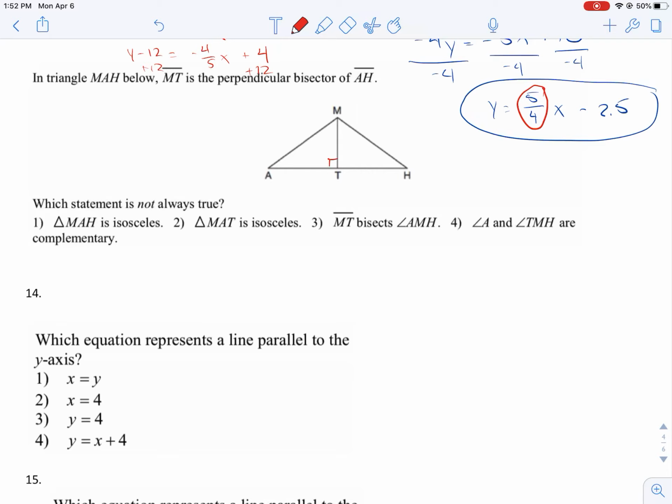Okay, so number 13. In the triangle MAH, MT is the perpendicular bisector of AH. So which statement is not always true? So when we're talking about the perpendicular bisector, it means this is 90 degrees, and also means those two sides are the same. Okay? Now, it says which statement is not always true. So it says MAH is isosceles.